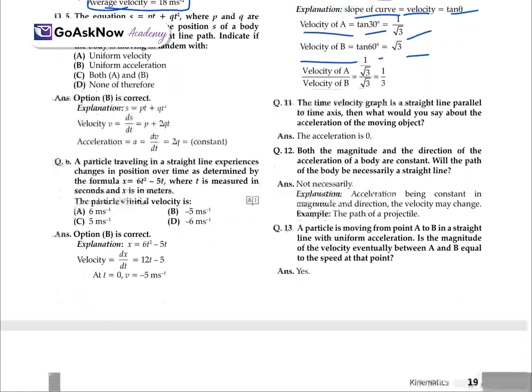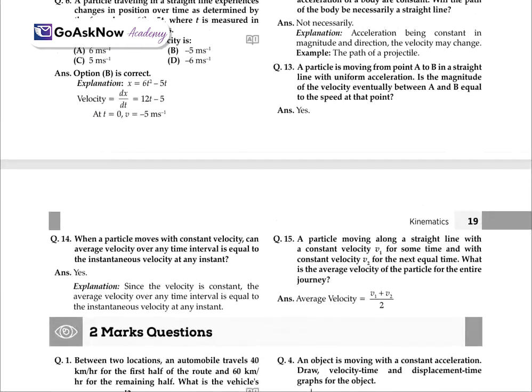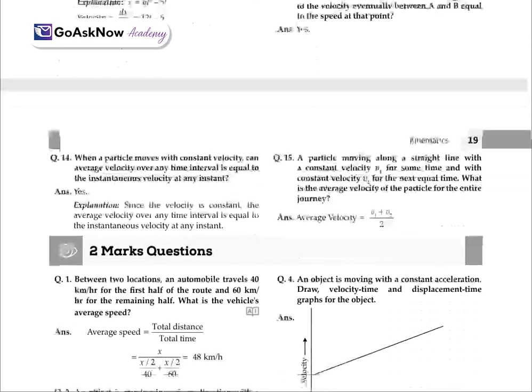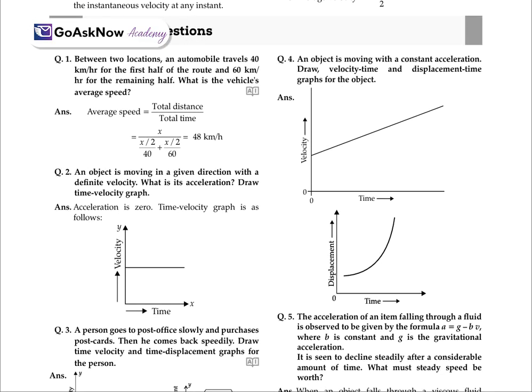So like this, you will have to go through a few one-word kind of questions. Now moving to the next, we'll have some 2 marks questions. Okay, let's go through it. Between two locations, an automobile travels at 40 km per hour for the first half of the route and 60 km per hour for the remaining half. What is the vehicle's average speed?